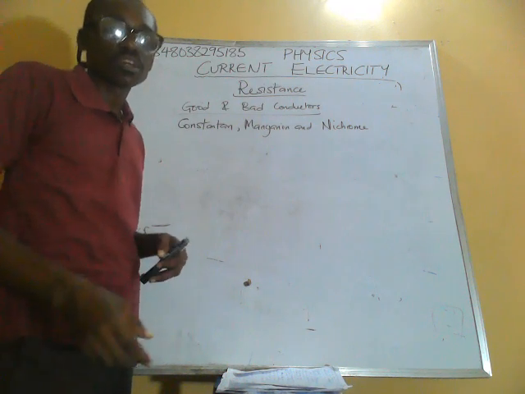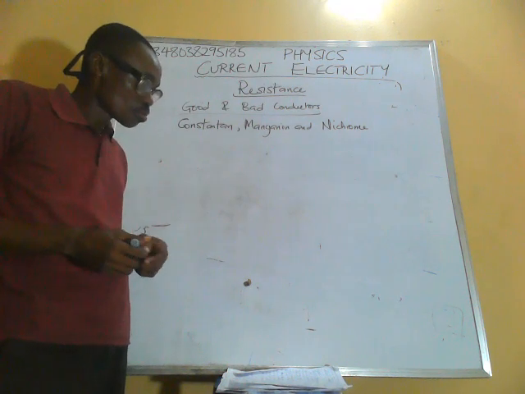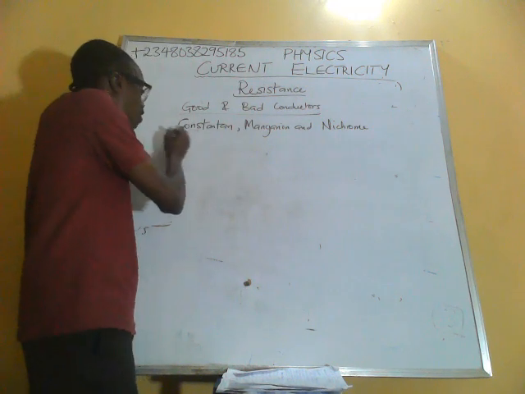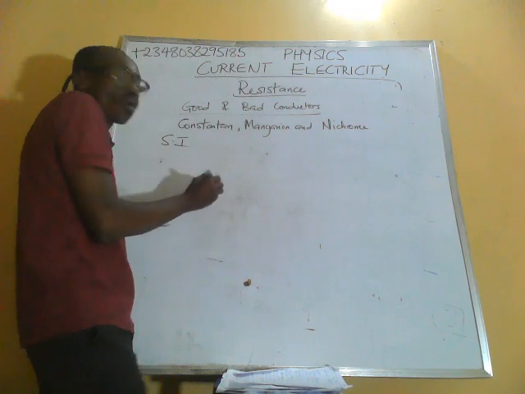Okay, so next we are going to move on. What is the unit of measuring resistance? The SI unit is called the ohm.